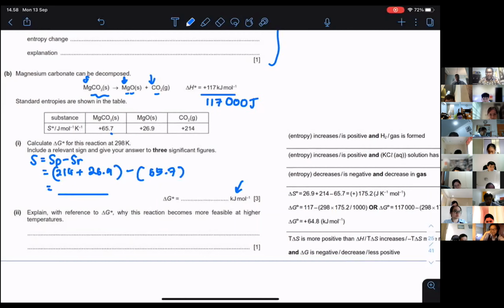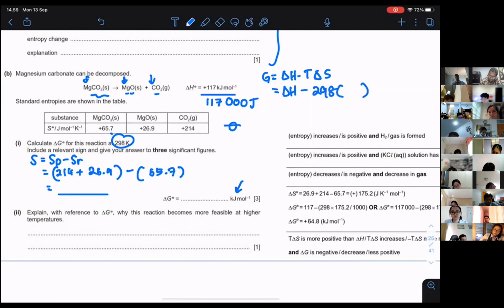While you are doing that, you will use the formula. Gibbs free energy is delta H minus temperature times delta S. Sometimes they give the temperature, and sometimes they don't. If they don't give it, and you have this symbol over there, use 298. So use the formula with all the values that you have: minus 298 times this one. Whatever value you have here, you put it over here.